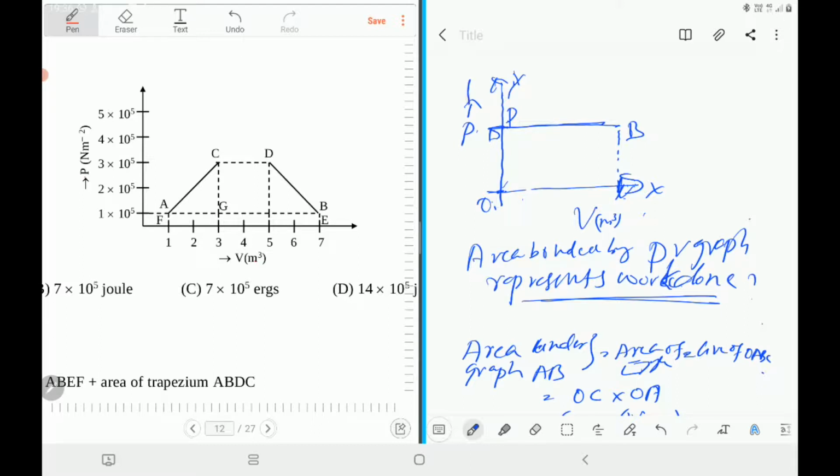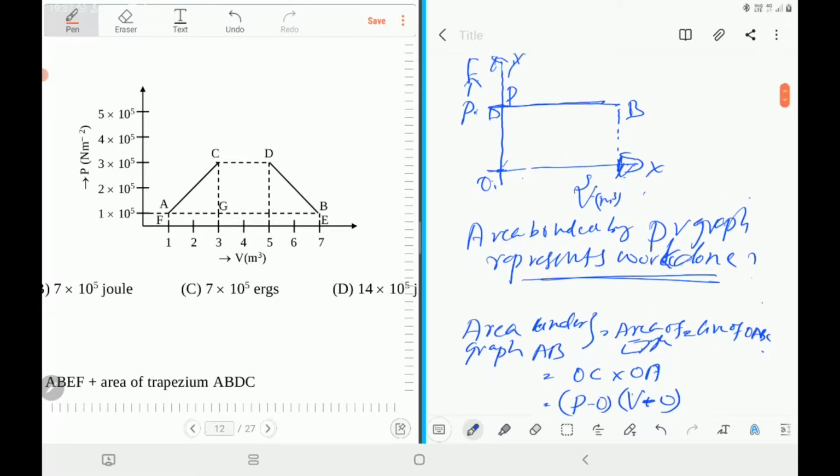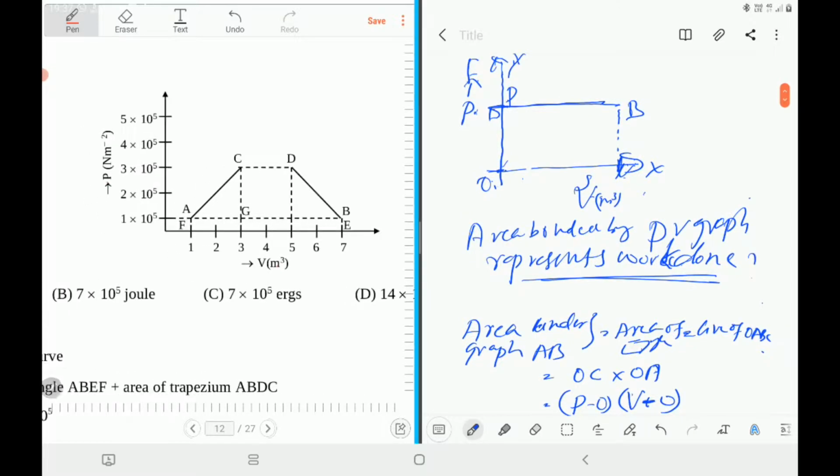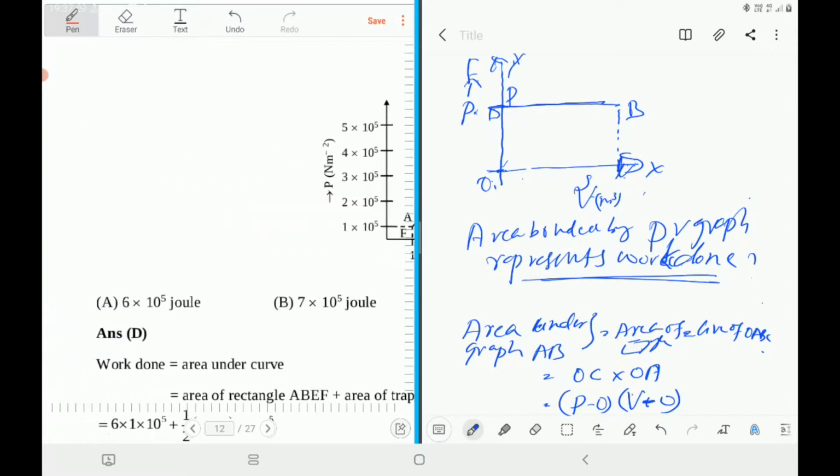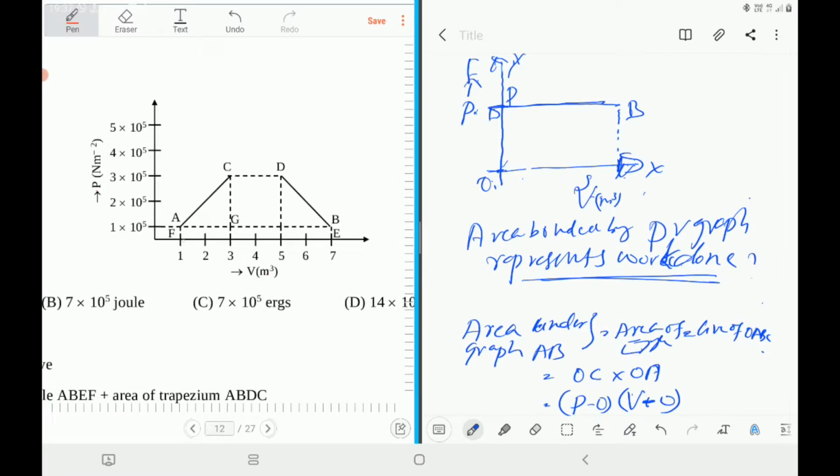Similar to the force displacement graph, where the area is work done, in the pressure versus volume graph the area is also work done. If you have this much in mind, you can easily solve this problem. In this problem, you have a graph starting from A. A is at pressure 1 into 10 power 5, volume 1. A to B, C to D, D to B. This way the value is changing.